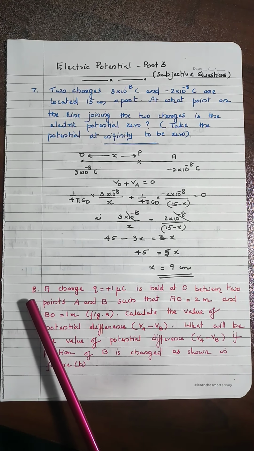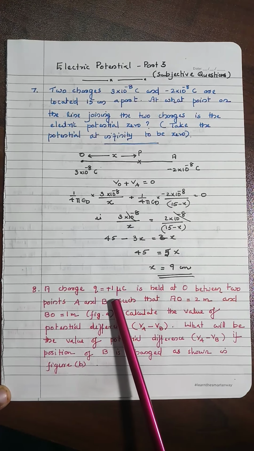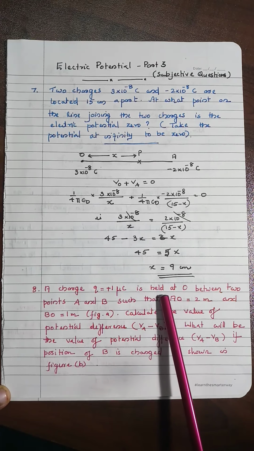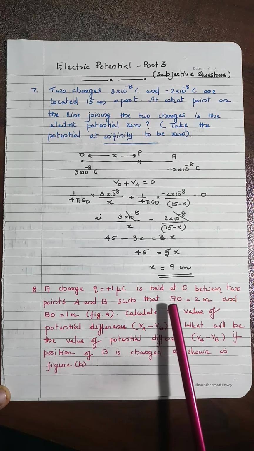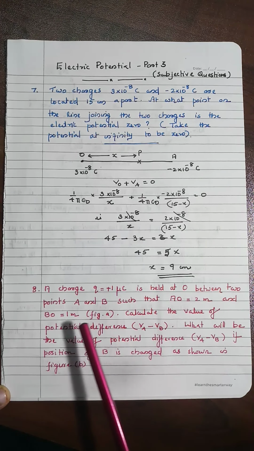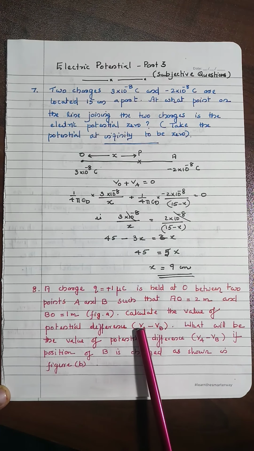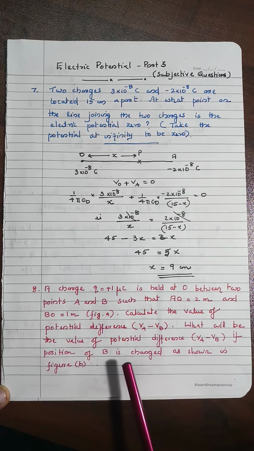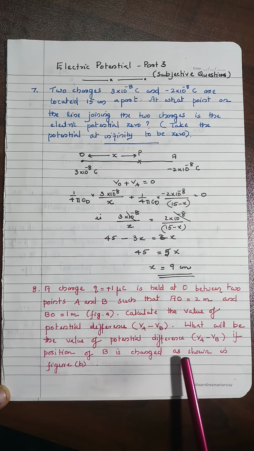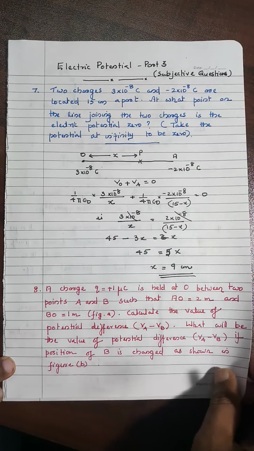Next question, number 8. A charge Q is equal to plus 1 microcoulomb is held at O between 2 points A and B such that AO equal to 2 meter and BO equal to 1 meter, as shown in figure. Calculate the value of potential difference VA minus VB. What will be the value of potential difference if the position of B is changed as shown in figure B? So we can just go through the figure at first.